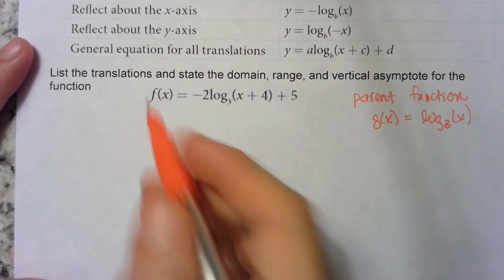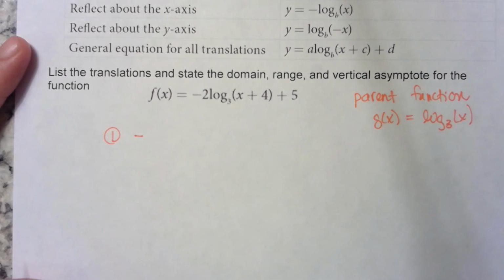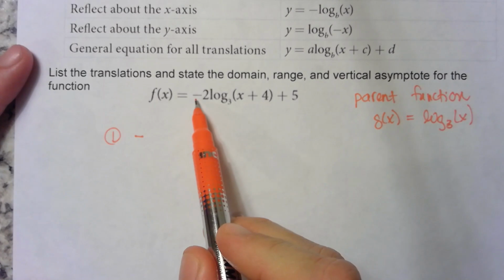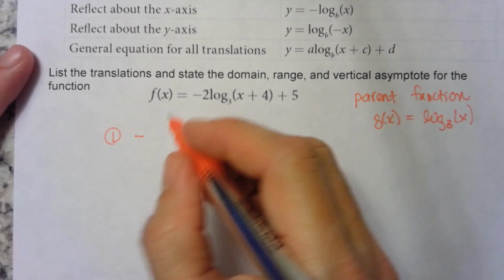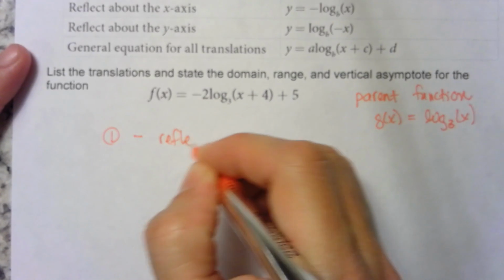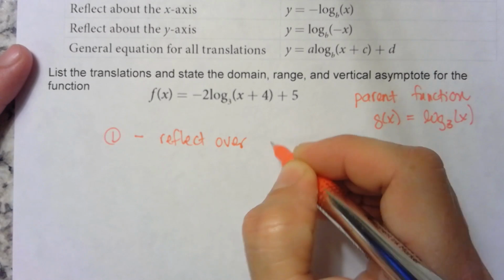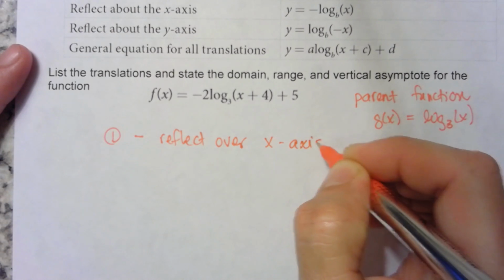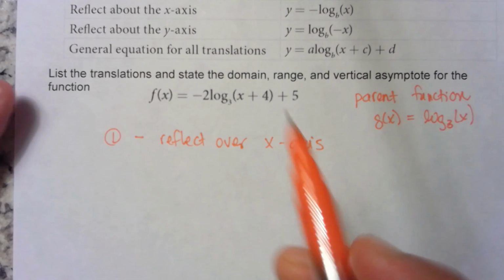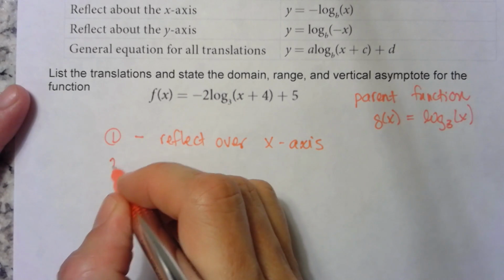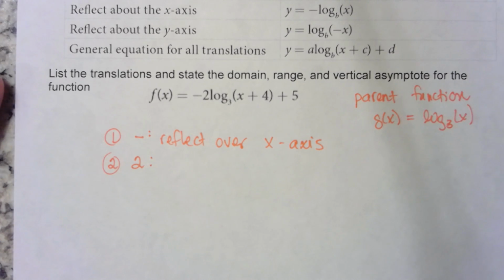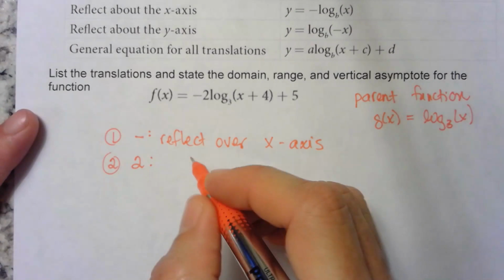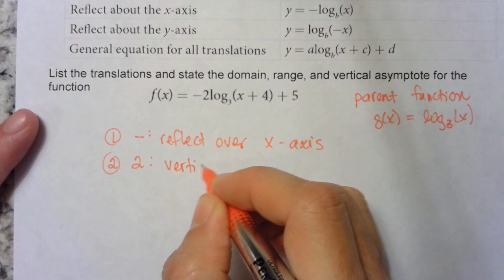Well, first of all, we have that negative. This negative, what is it going to do? It's in front of your function, so it will reflect over the x-axis. What's the 2 going to do? The 2 will stretch it. So that one's going to be a vertical stretch.